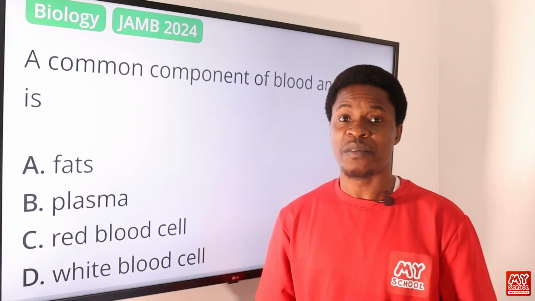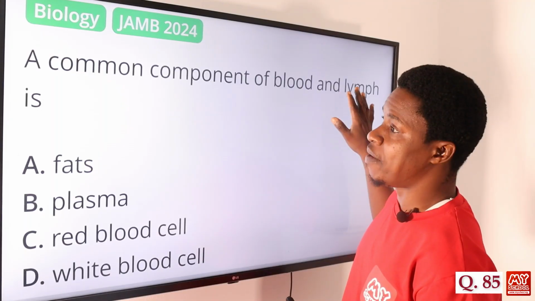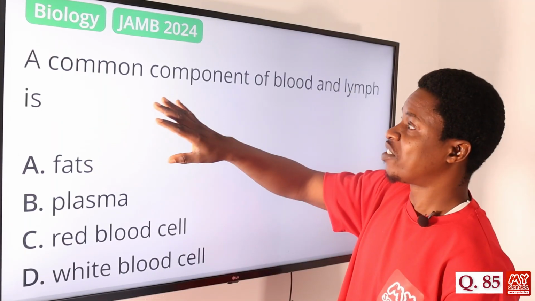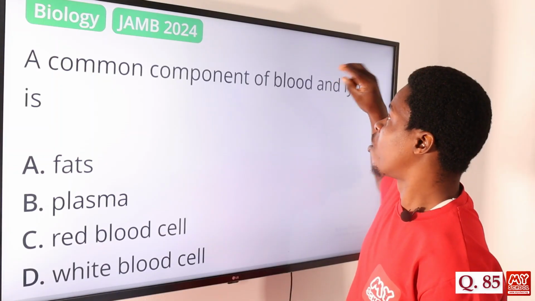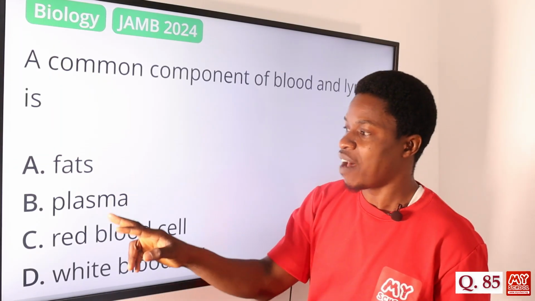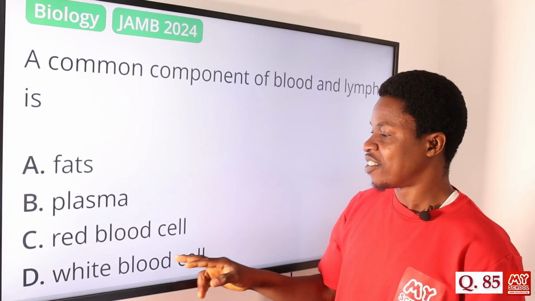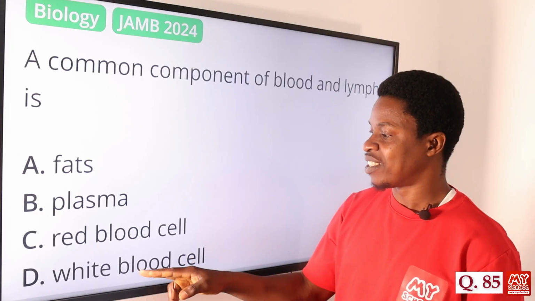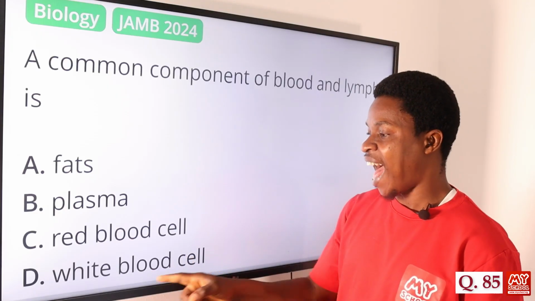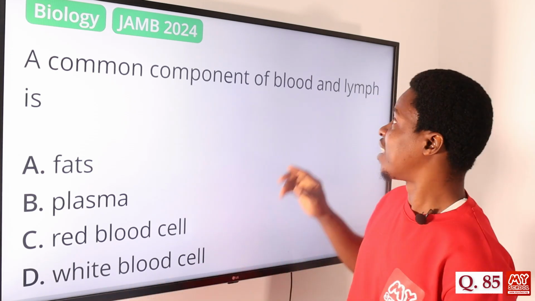Now let's move on to question number 85. A common component of blood and lymph is what? So the question is saying, what is common in both blood and in the lymph? Okay, we have the fats, we have the plasma, we have the red blood cell, we have the white blood cell. Actually, the white blood cell, that's WBC, is the one. Okay, what is common is the common component that we can have in blood.